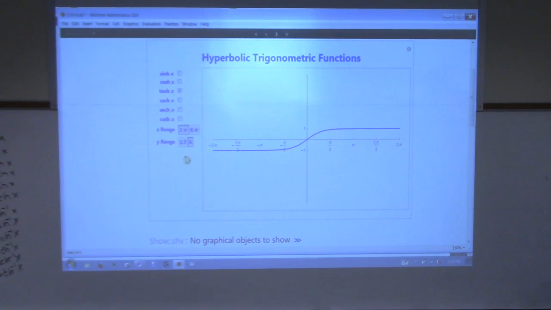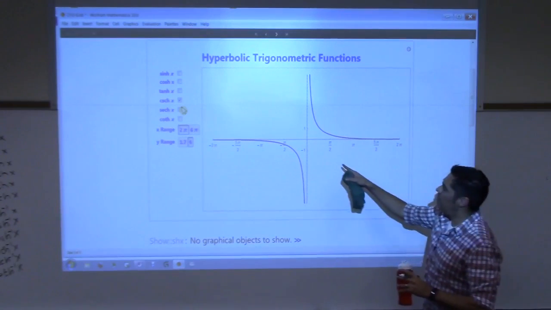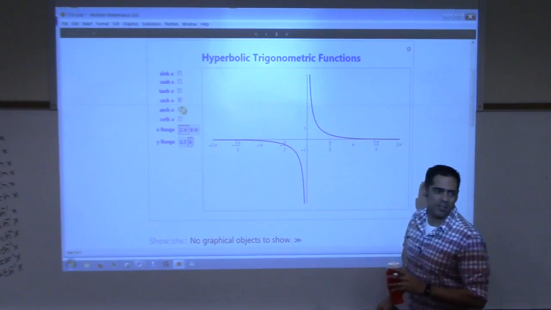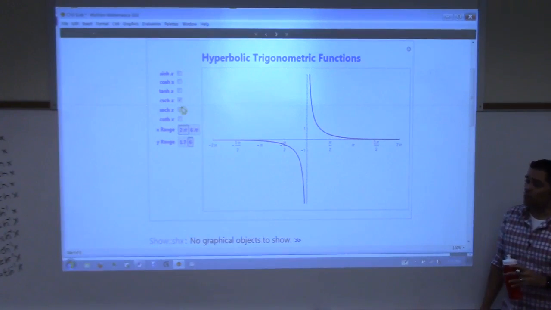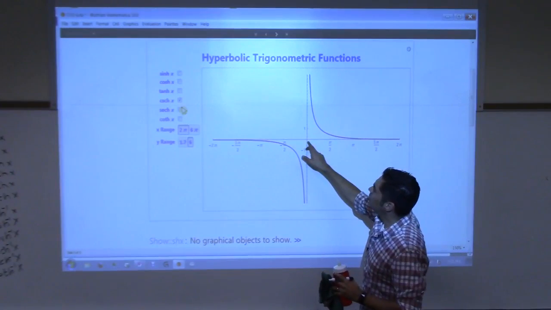Okay, that's hyperbolic tangent. Hyperbolic secant looks like this. This one's a little more interesting than the ones we had before. We actually have what appears to be a vertical asymptote, right? And a horizontal asymptote. And if we have a vertical asymptote like this, that means that this function is not defined somewhere. Looks like at 0. Now, why wouldn't this be defined at 0?